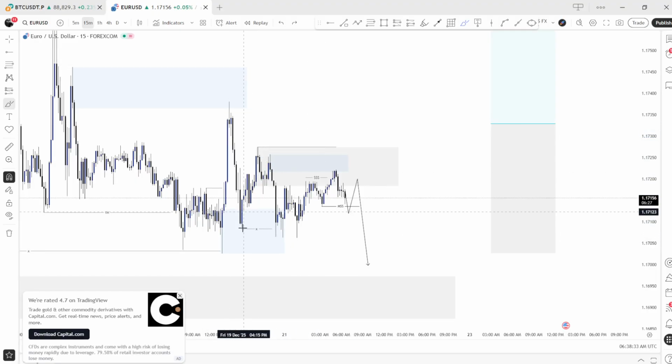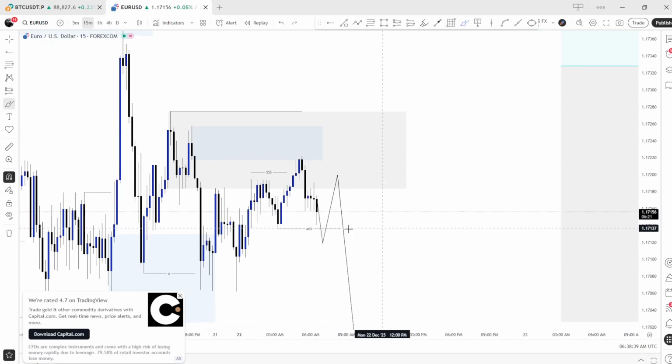So now we had this sweep over here. Market is currently reacting to the supply zone we have here. So what I want to see basically is for this. You can see this is an internal break of structure.